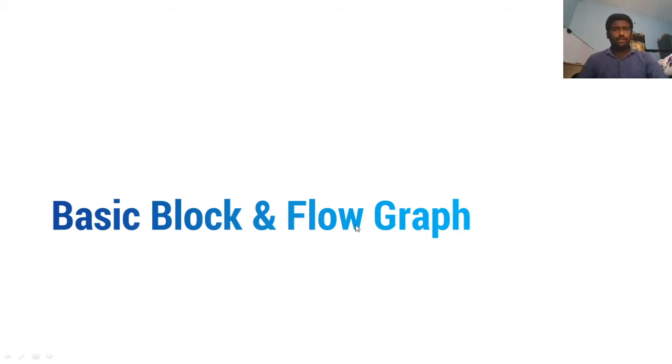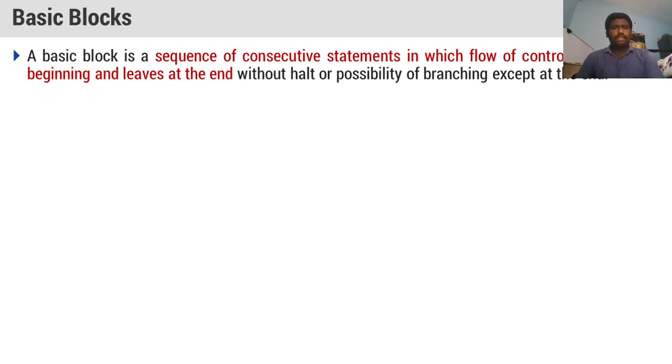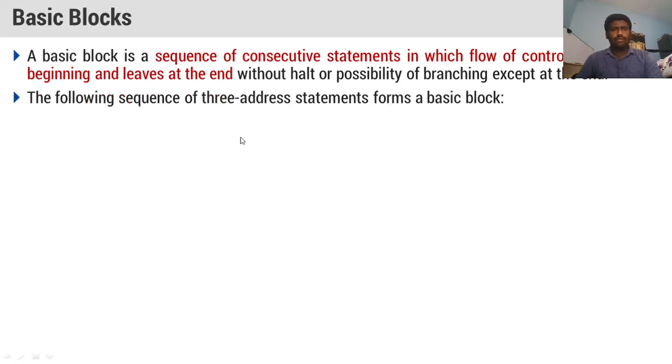Let us discuss the topic called basic blocks and flow graphs. We will understand what is a basic block. A basic block is a sequence of consecutive statements where flow of control enters at the beginning and leaves at the end. We will see an example to understand this, and we are going to take 3-address code statements as an example which forms a basic block.